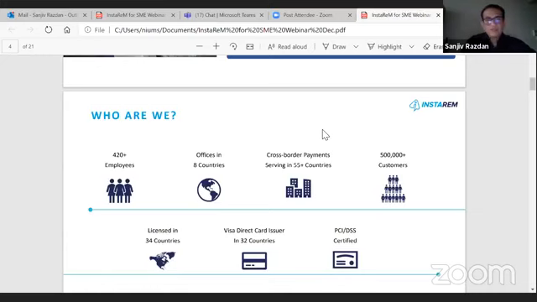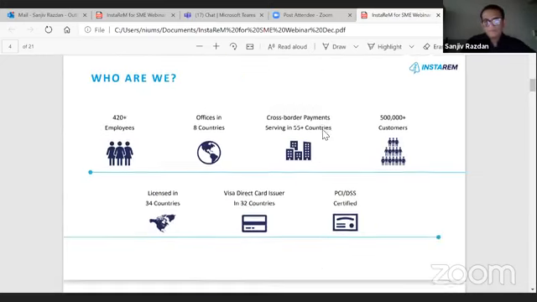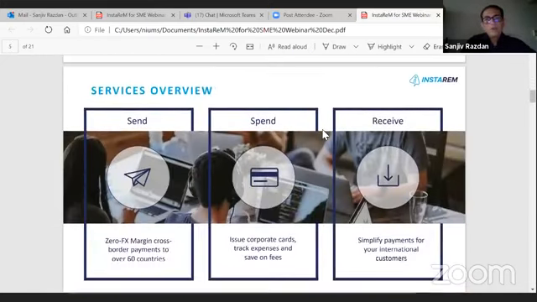manage these transactions for our customers. So what do we do? We do three things: send, spend, and receive. So make it very simple. Send means sending money across borders, across countries. Spend is where we issue cards.